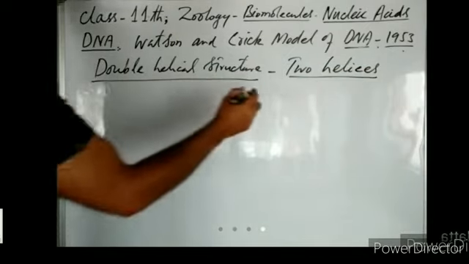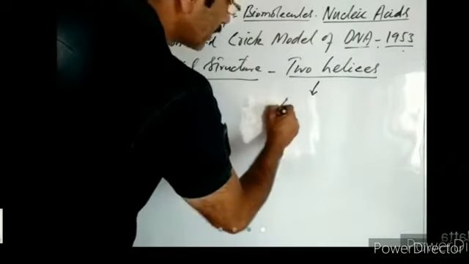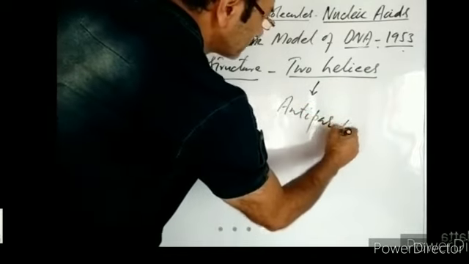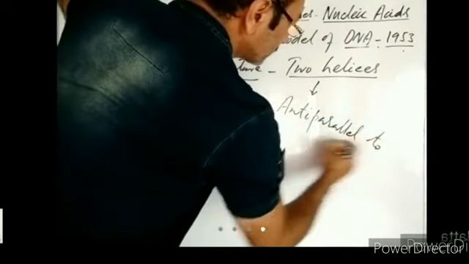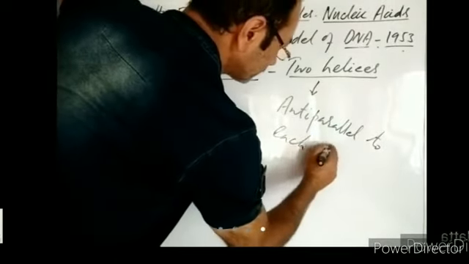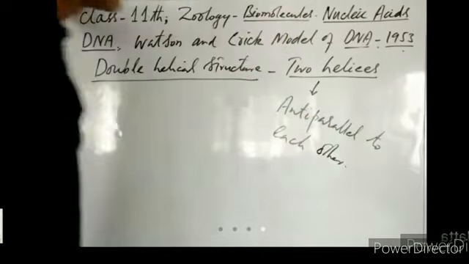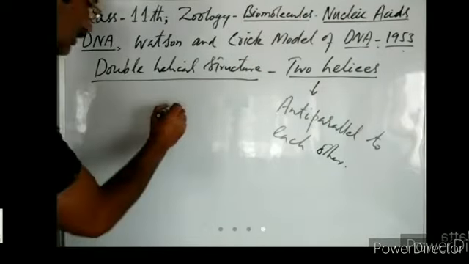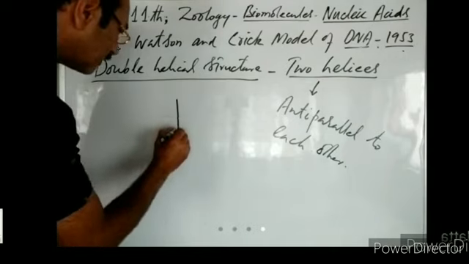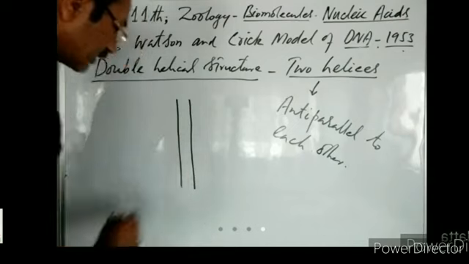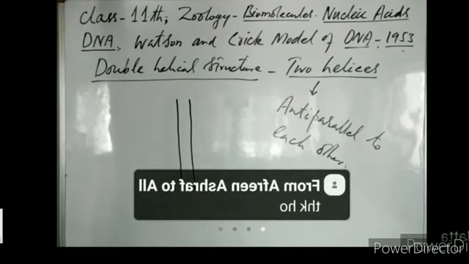These two helices of DNA are anti-parallel to each other. These two strands of DNA are anti-parallel to each other. That means they are parallel. This is one helix, and this is another helix. They are lying parallel to each other. What do you understand by parallel lines?